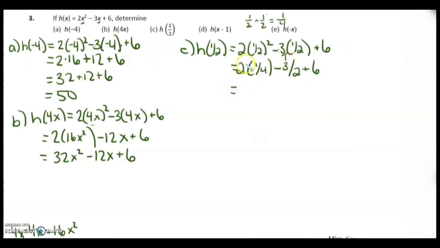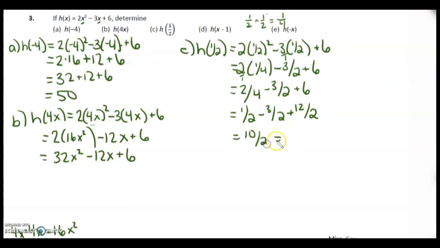Plus 6. So this is going to be 2 over 4 minus 3 over 2 plus 6. If we wanted to do common denominators, this is 1 over 2 minus 3 over 2 plus 12 over 2. So that's 13 minus 3. I get 10 over 2, which is 5. I should probably just keep going underneath.